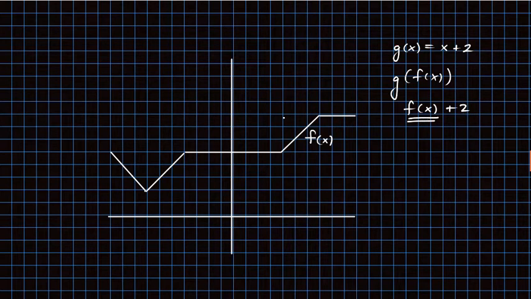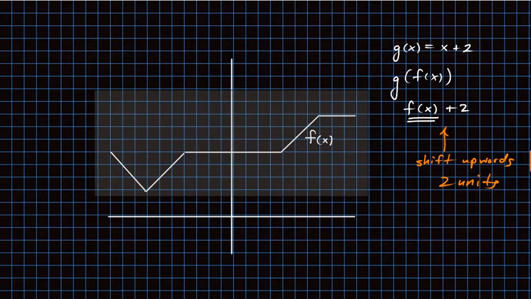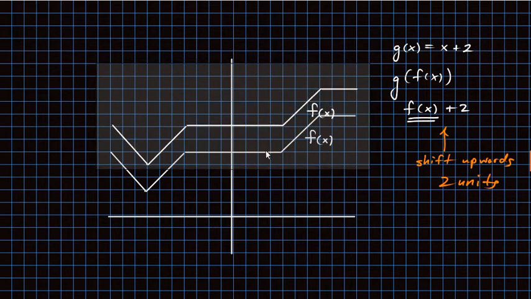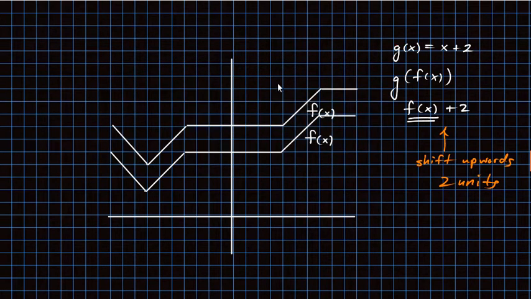That means we translate in the vertical direction. So this is shift upwards 2 units. Okay, so I take my graph, and I copy it, I put it up 2 units, and my new function, f of x plus 2, is the graph of this new curve.